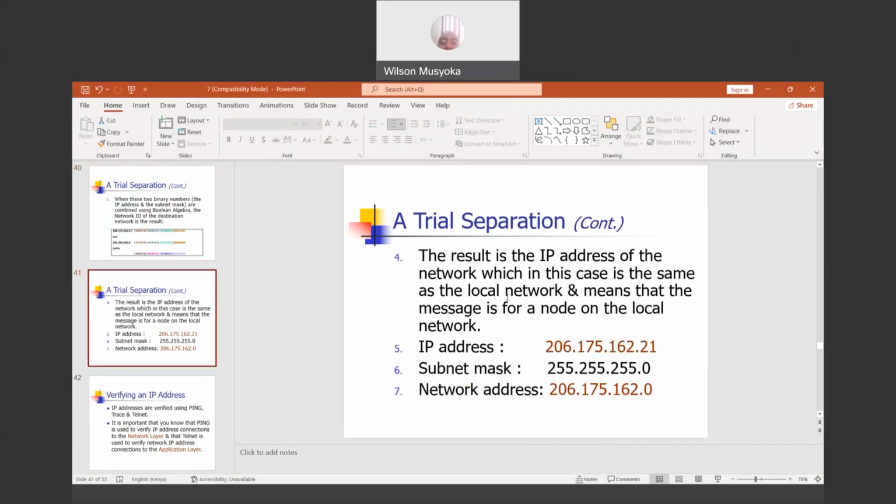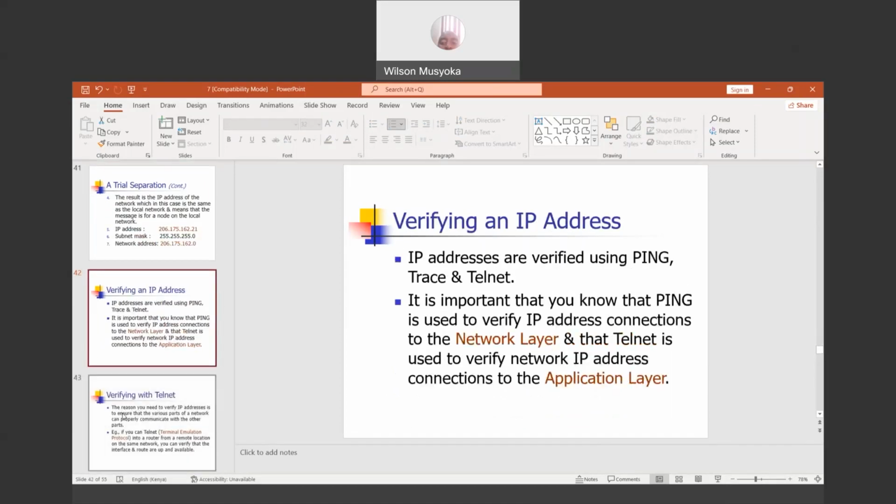So the network address of the destination is the same as the local network, and it means that the message is for a node in the local network. It doesn't need to move outside that particular local area network.